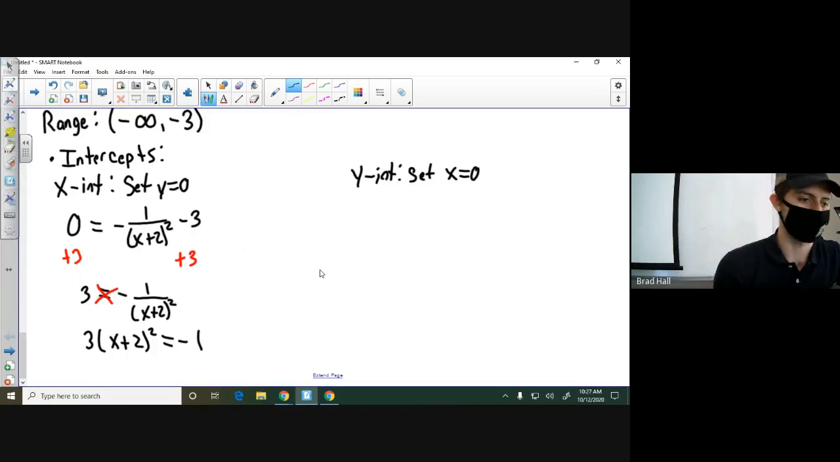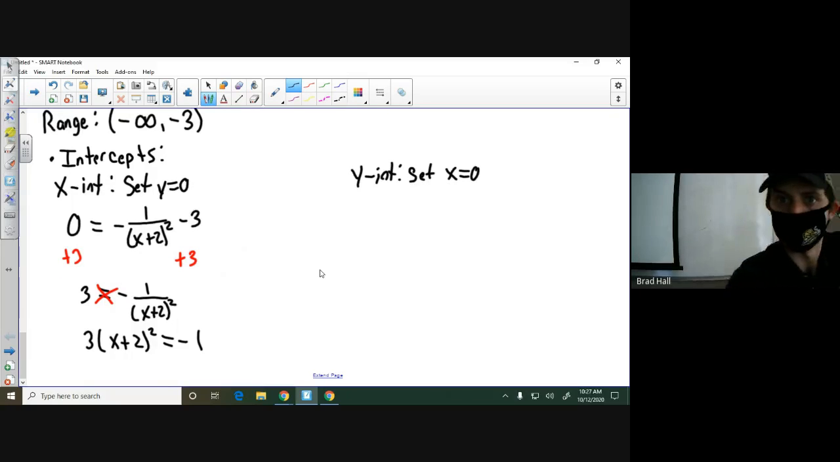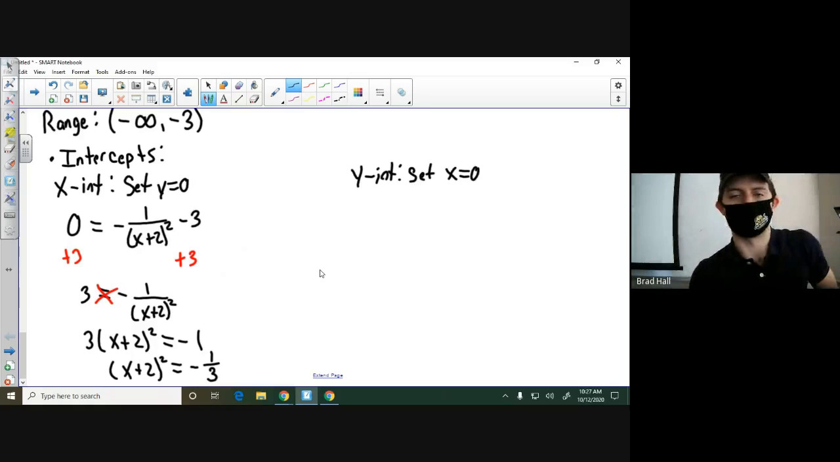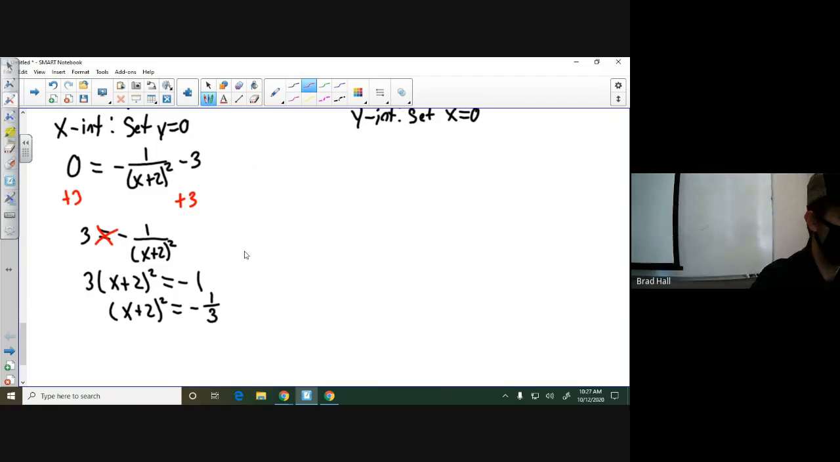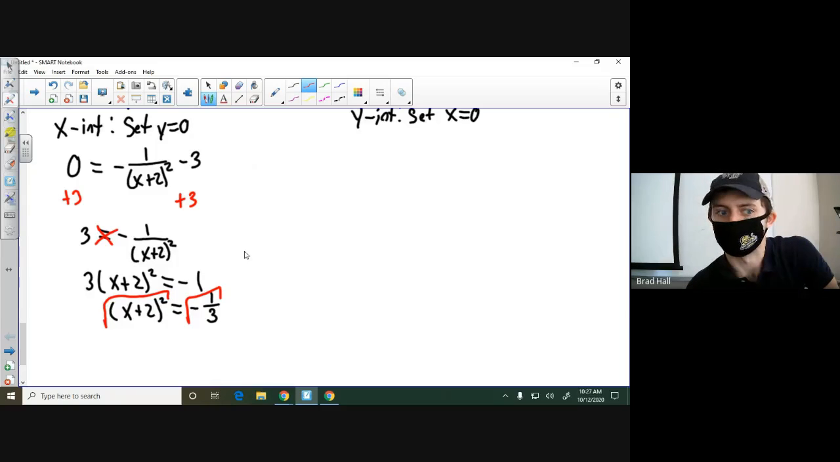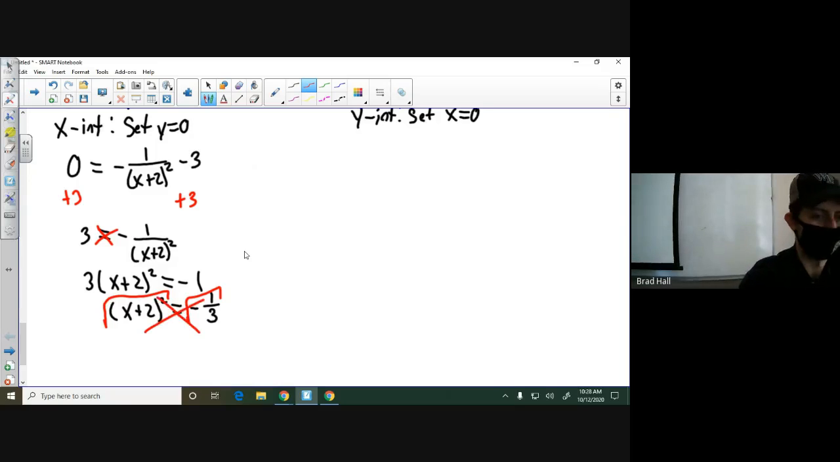Another way to see this is if we divide 3 on both sides, then we would want to apply the square root on both sides, using the square root method, as it's called. But the problem is, when we apply the square roots, we're taking the square root of a negative number. That's not good. So the conclusion is we do not get an x-intercept.